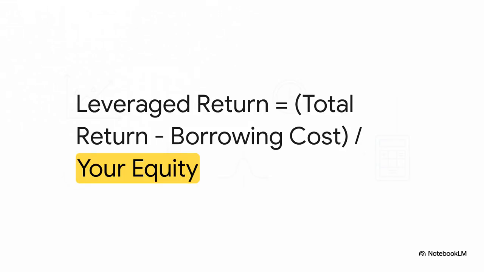And here is a critical exam warning regarding this exact formula. The leveraged return equals your total return minus borrowing cost, all divided by your equity. The single most common mistake candidates make under exam pressure is dividing the profit by the total investment size, like the $100,000 in our previous example. No, the denominator must strictly be the investor's own equity. Write that down, underline it, and please do not fall for that trap on exam day.